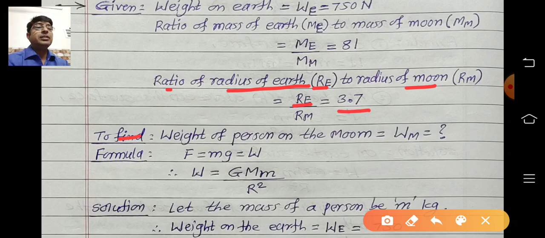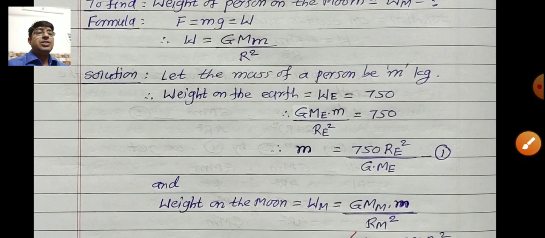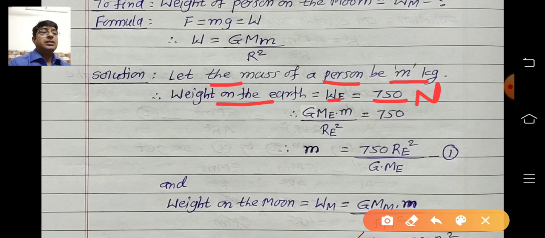What do we find out here? The weight of a person on the moon, that is WM equal to question mark. We know the formula: force, which means weight, is equal to mg. Therefore W is equal to GMm upon r square. We know this formula. Solution: let the mass of the person be m kilogram. We consider the mass in kilograms. Therefore the weight on the earth WE is equal to 750 Newton, which is given in the question.